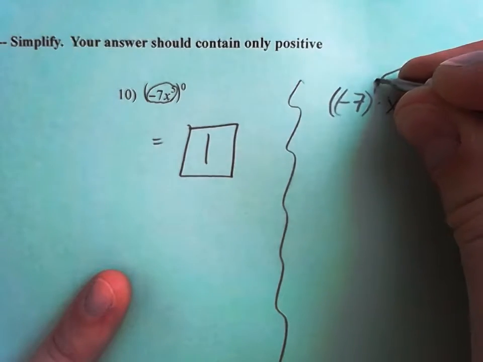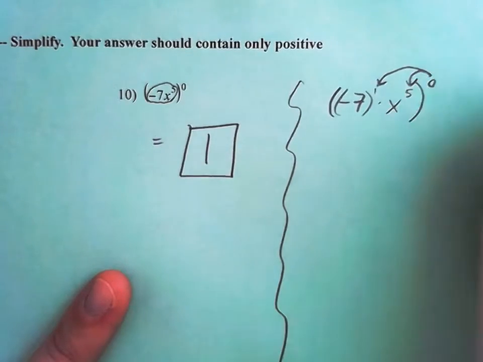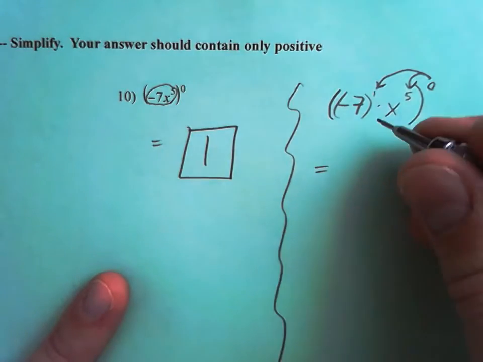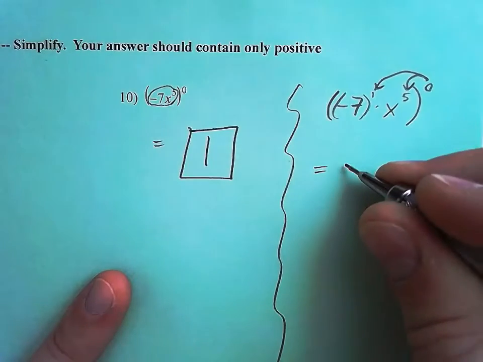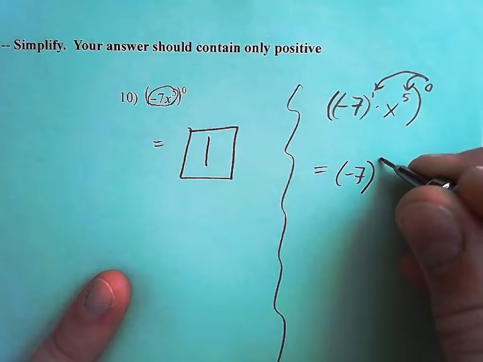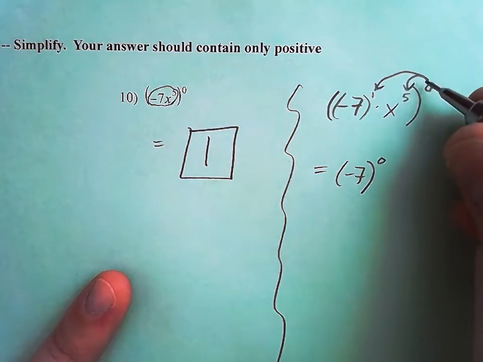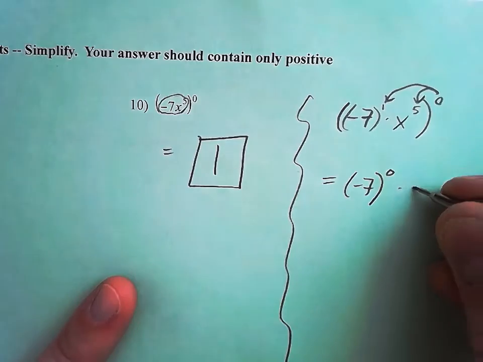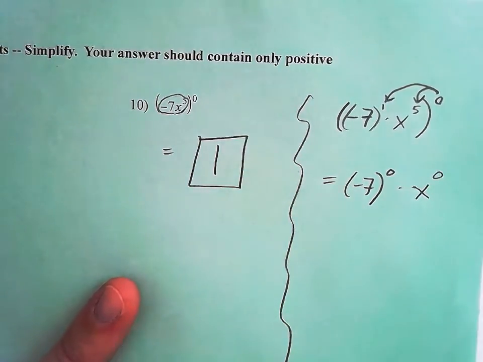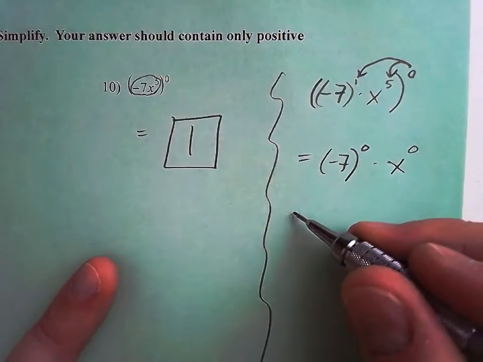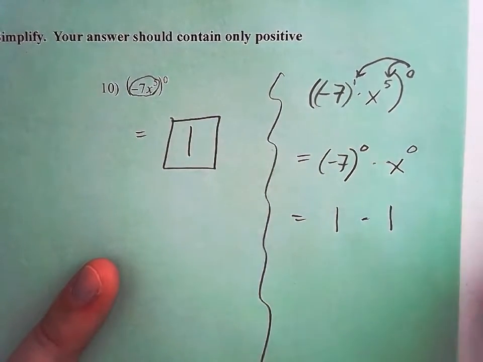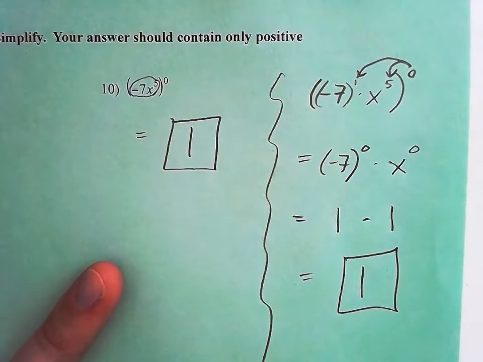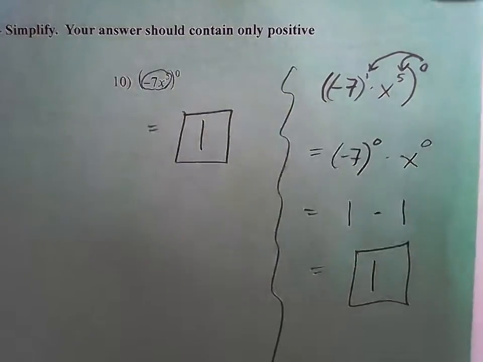then maybe you did it this way. Power of a power property, so negative 7 is to the first, and do that to the 0 power, now it's negative 7 to the 0. X to the 5th to the 0 will be x to the 0. Negative 7 to the 0 is what? 1. X to the 0 is what? 1. 1 times 1 is what? 1. Easy. Just got to remember your properties.